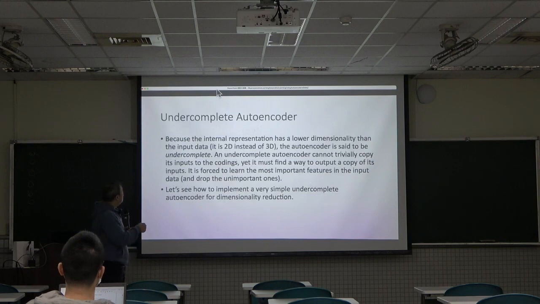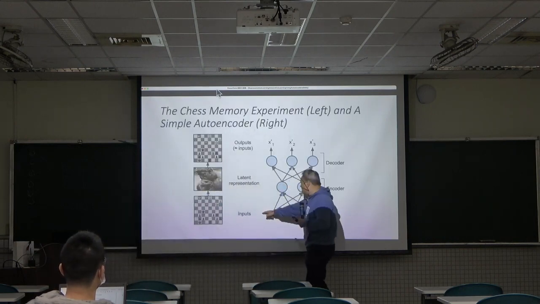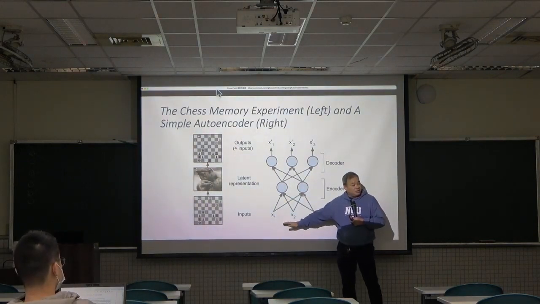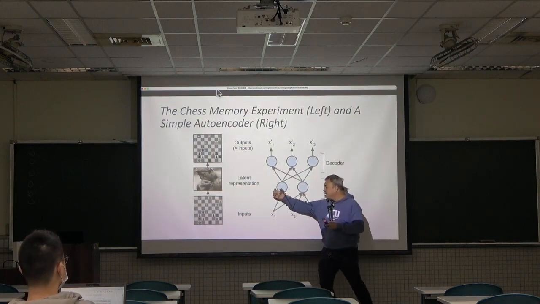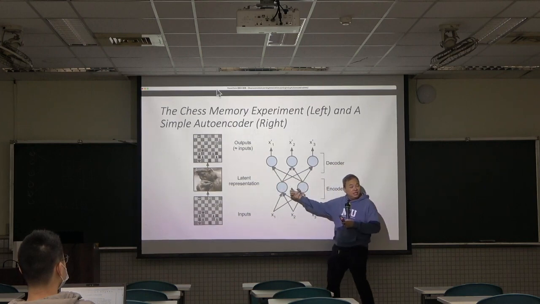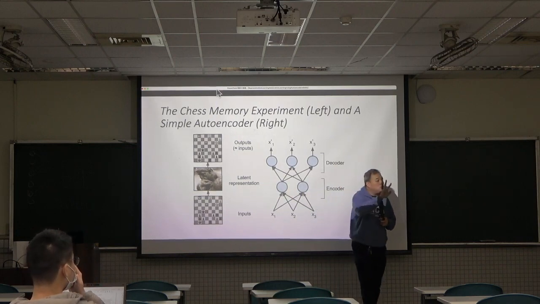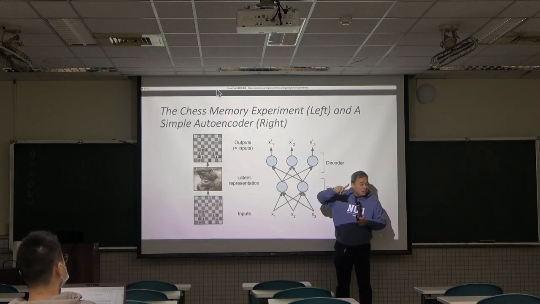Because the internal representation has a lower dimensionality than the input data, the autoencoder is said to be under-complete. So in this one, we have 3 inputs, right? These 3 inputs are obviously 3-dimensional. But once these 3 inputs are fed to this layer, remember I told you this is a coding layer, this coding layer is only able to memorize 2 numbers, right? Each neuron can only store 1 number, right?